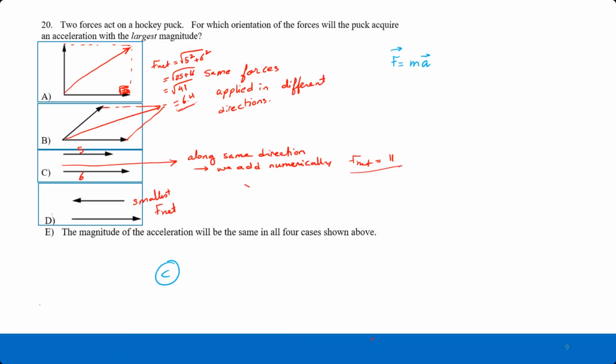Why? Because here you are adding components, and here there are parts of the forces which are canceling out. When you add numerically, here you get the largest sum of vectors. Whereas when you have opposite directions, you have the smallest sum of vectors, since the forces cancel out. So when forces have the same direction, they will have the largest magnitude of Fnet and thus the largest magnitude of the acceleration. And so here our answer is C. When you have the same direction, you will have the largest sum of forces and vectors in general.